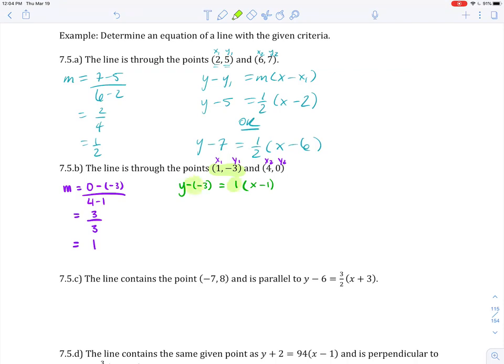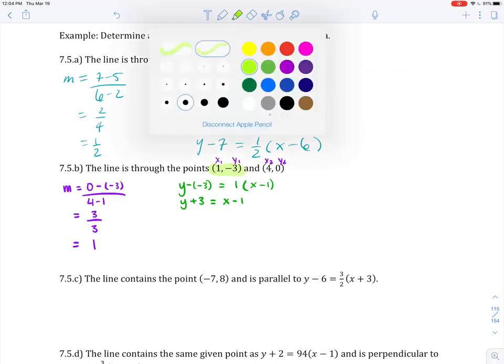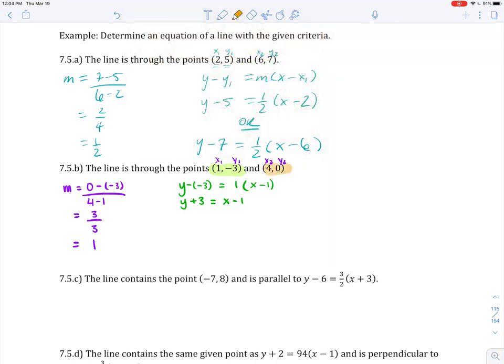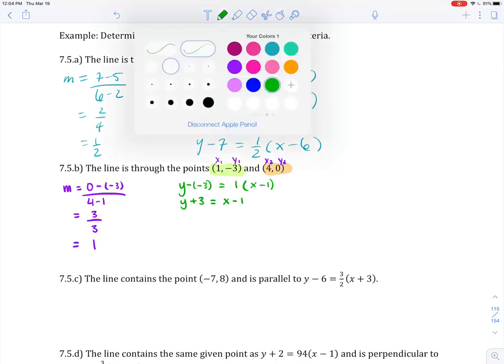We don't want to leave this as our final answer, because we don't really need to write the 1 in front of a multiplication there. And minus and negative could also be simplified. So we are going to finish this off. So we'd have y minus a negative, which is plus 3, is equal to x minus 1.